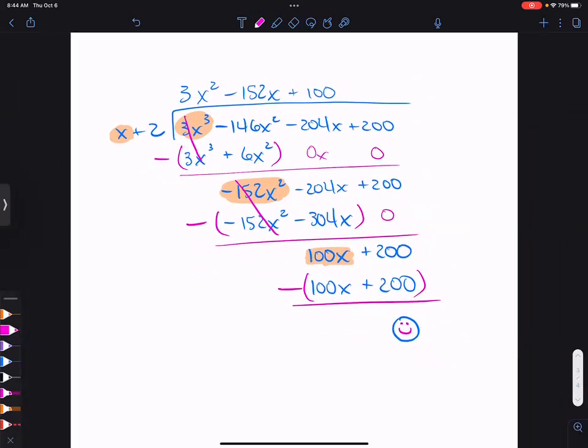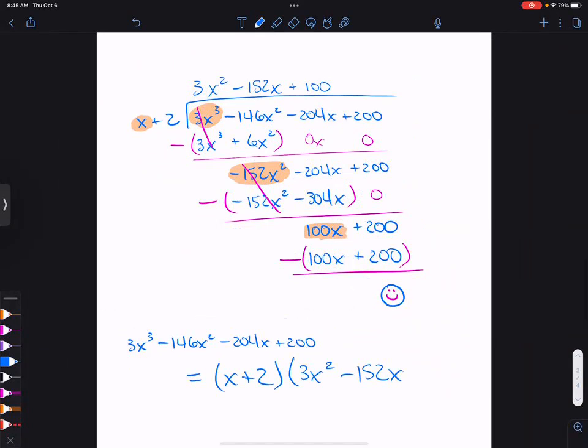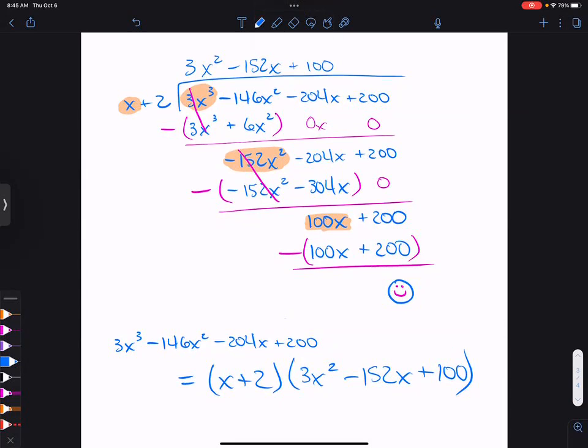What this means is that this bear of a function that we're dealing with factors as x plus 2 times 3x squared minus 152x plus 100. Only we factored it the hard way because none of the factoring tricks that I know helped us, right?